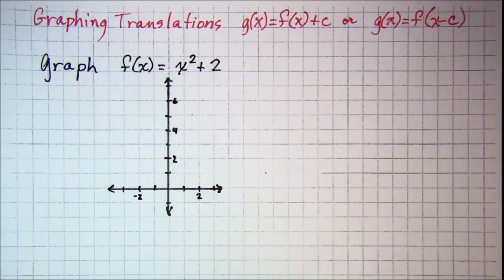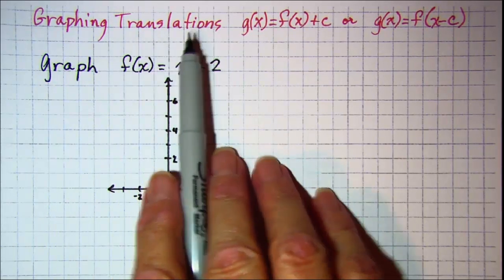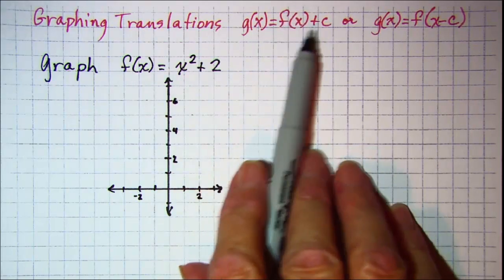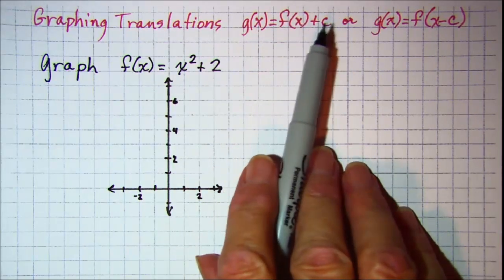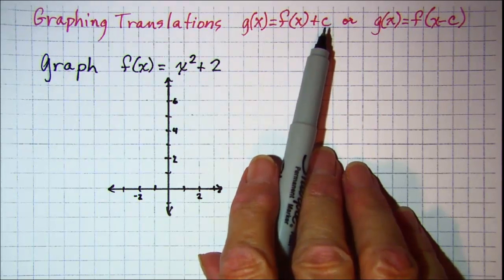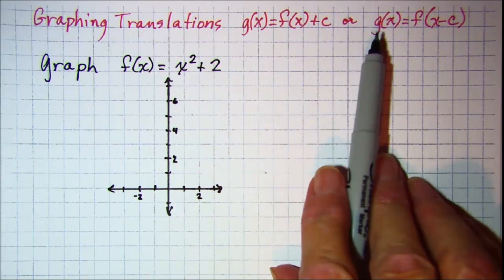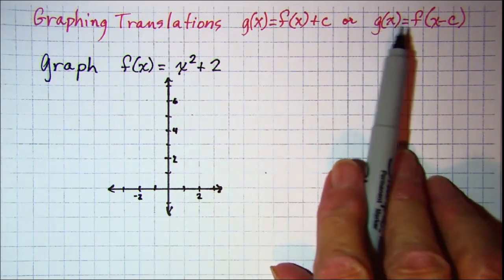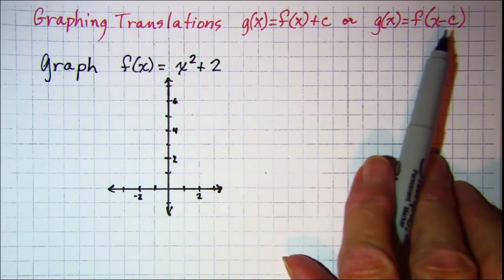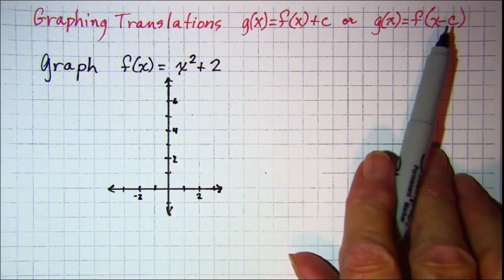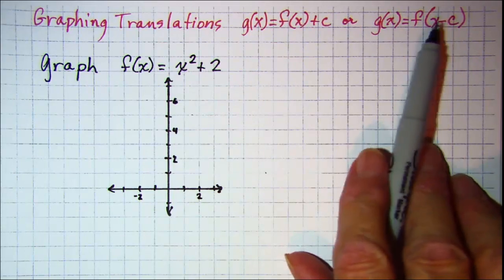In this video, we'll be graphing translations. These will be of the form g of x equal f of x plus c. So in other words, a number added or subtracted from the function. Or they could be g of x equals f of x minus c. So in this case, our number is added or subtracted on the x inside of the function.